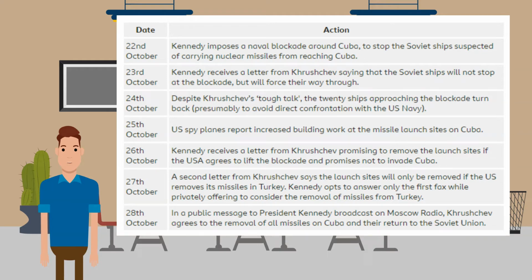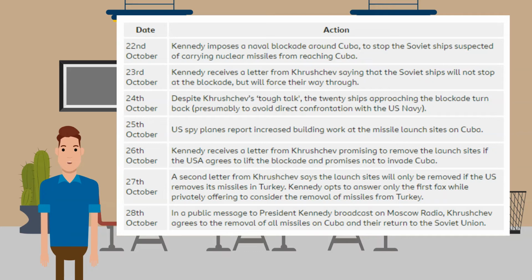On the 24th of October, despite Khrushchev's tough talk, the 20 ships approaching the blockade turn back, presumably to avoid direct confrontation with the US Navy. On the 25th of October, US spy planes report increased building work at the missile launch sites on Cuba. On the 26th of October, Kennedy receives a letter from Khrushchev promising to remove the launch sites if the US agree to lift the blockade and promises not to invade Cuba.